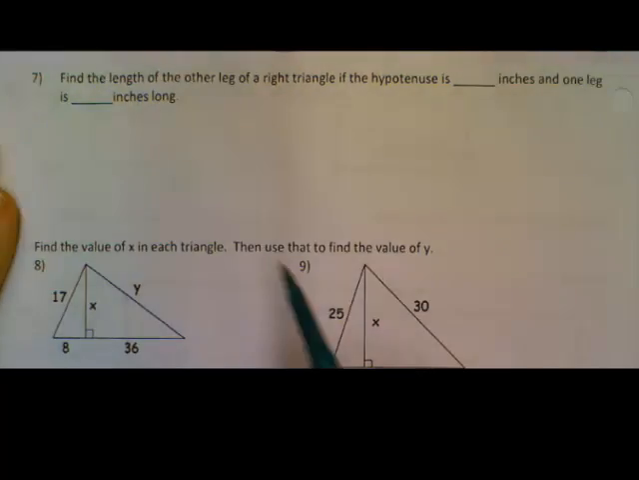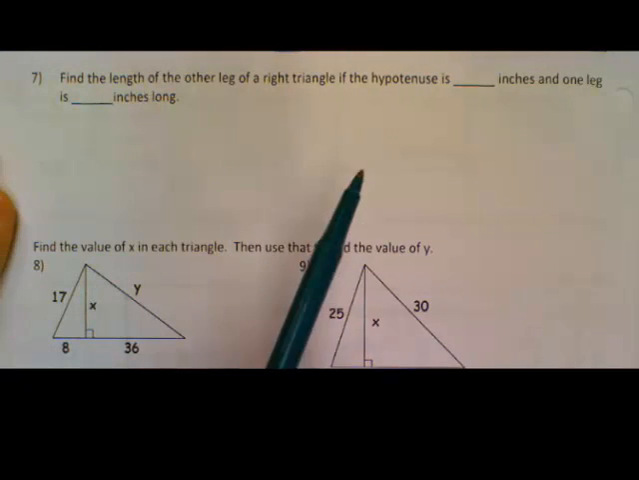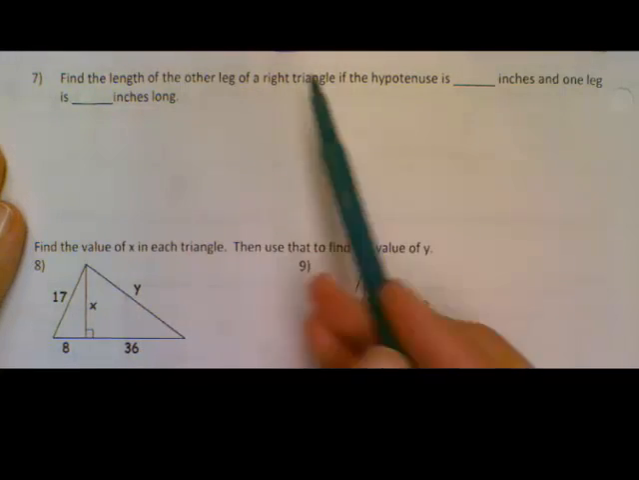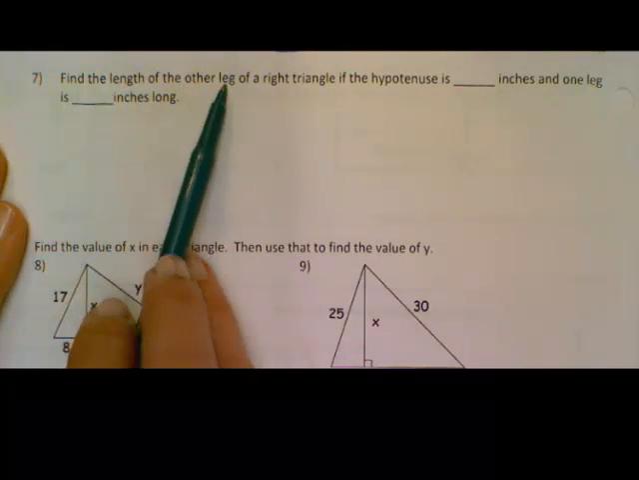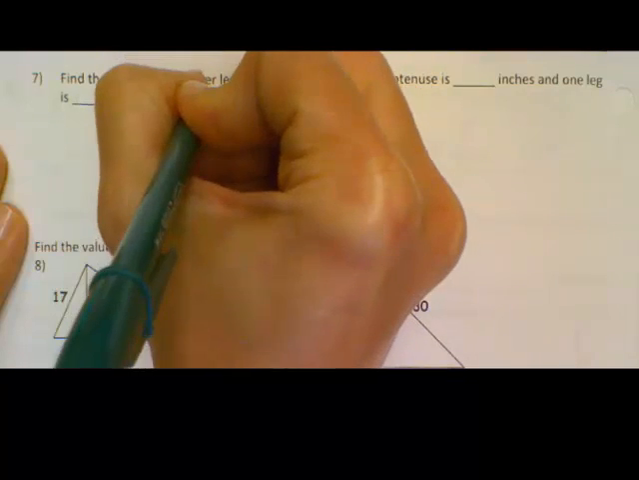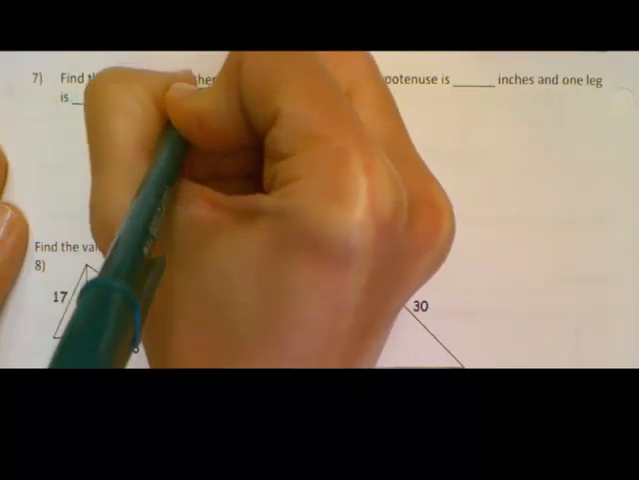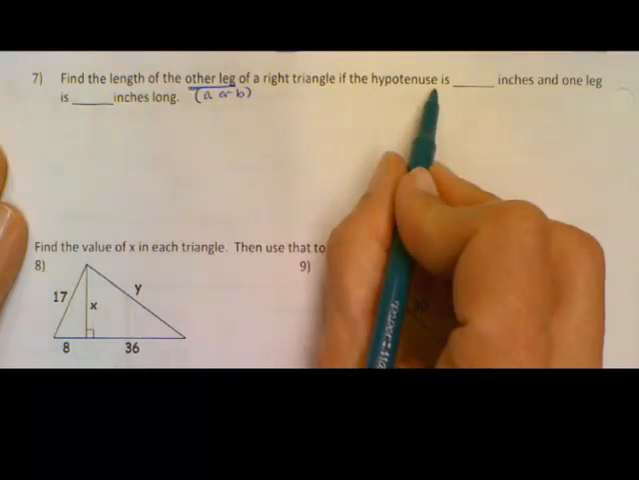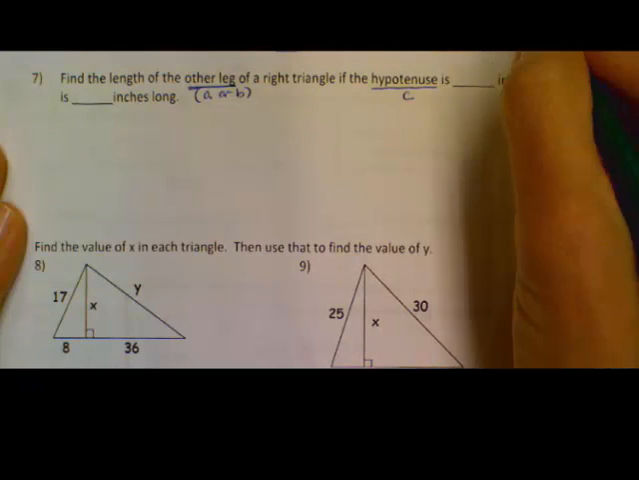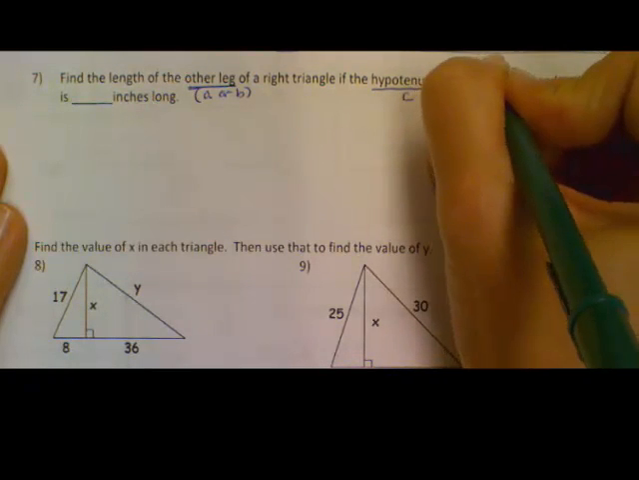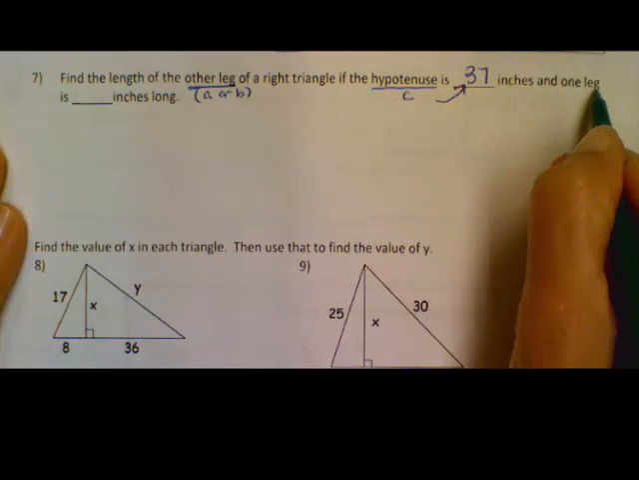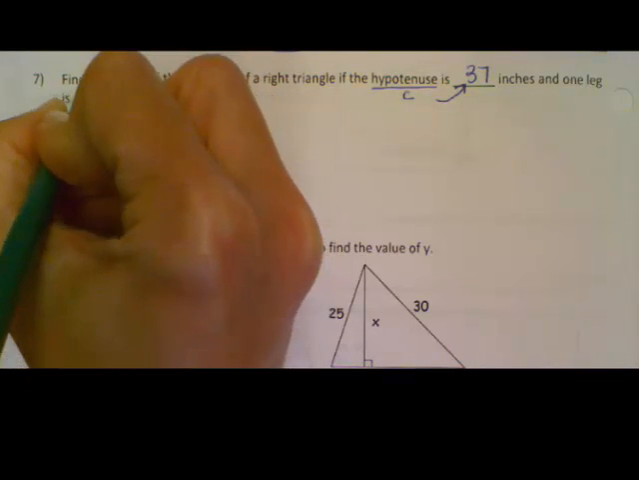Okay, in example 7, it's just like the previous examples, except that we're given words instead of A equals, B equals. So this is saying find the length of the other leg. So that's going to be either A or B. Of a right triangle if the hypotenuse, remember the hypotenuse is C, is, and I'll give you, 37 inches long. So C here is 37. And it says one leg is 12 inches long.